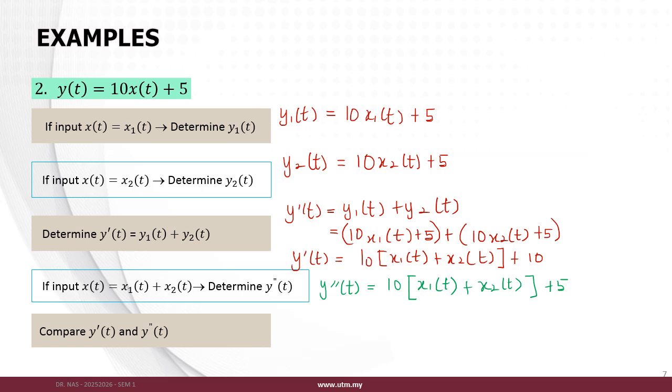In this case, you can notice that y prime(t) is not equal to y double prime(t). Why is it not equal? Because you may notice it's the same in this part, but at the end, y prime(t) has plus 10, but y double prime(t) has plus 5. So the system is non-linear.